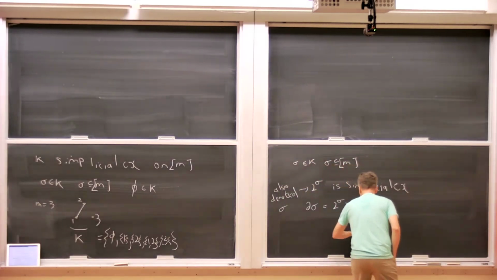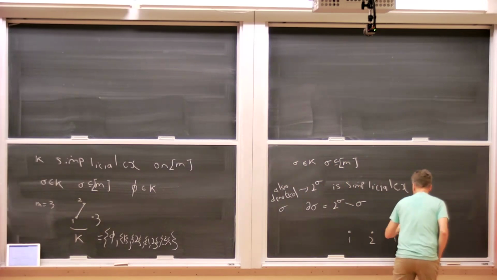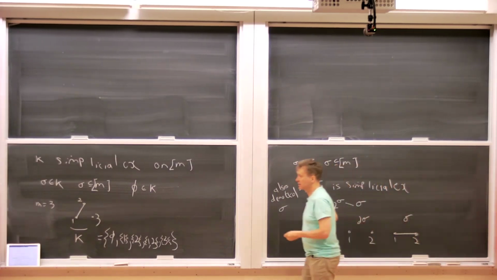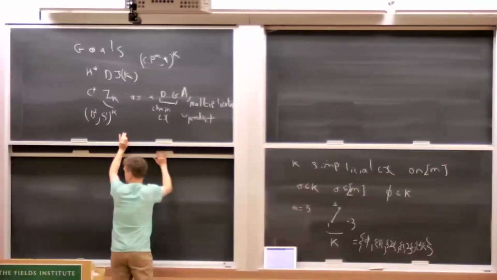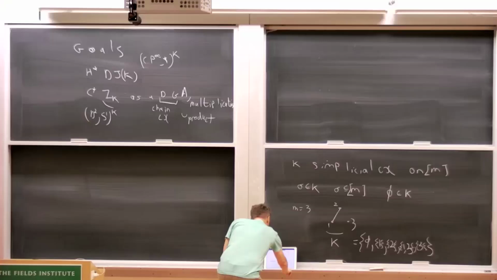Okay, so you have the simple case of 1, 2, and this one, 1, 2, so that would be sigma, and that would be d sigma. That's an example. Okay, so what's next? Oh, right.